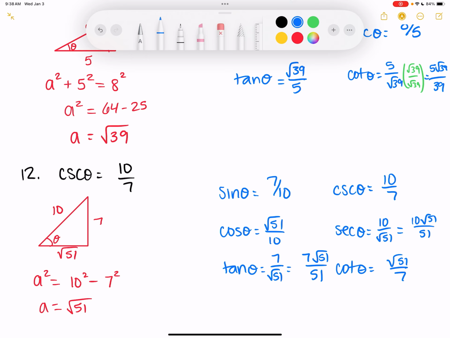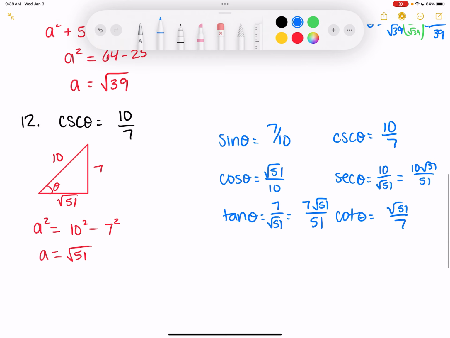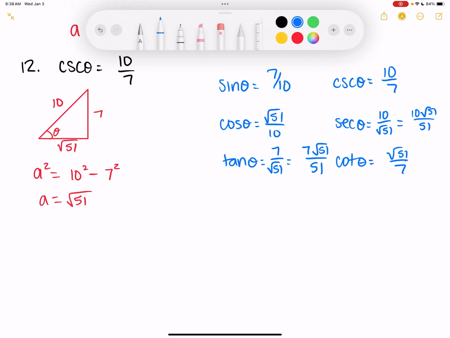All right, any questions on those before I move on to the next part? All right, find the exact values of x and y.